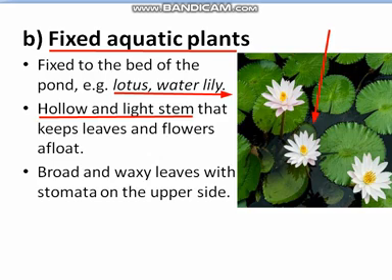Like here you can see in the picture, the leaves and the flowers are on the surface of the water. They are floating actually. So their stem is very long. It's hollow and very long, so that it can keep these leaves and flowers on the surface of water.